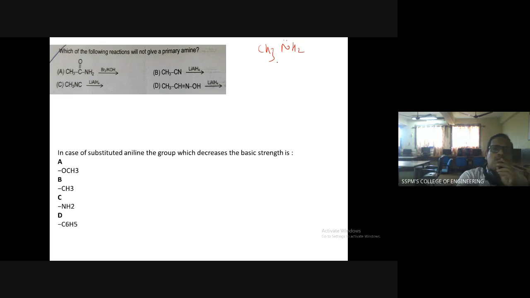Now let us see which of the following reactions will not give a primary amine. Let us see the first reaction. You need to recognize the reaction. The first reaction is CH3 CONH2 with Br2 and KOH. This is the Hofmann degradation reaction. Do you know what happens here? In Hofmann degradation, 1 carbon is reduced. This carbon gets removed, and we get CH3NH2.